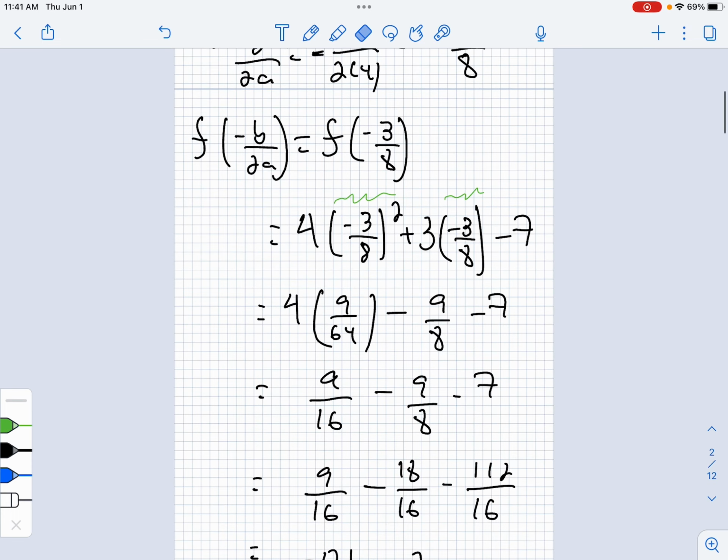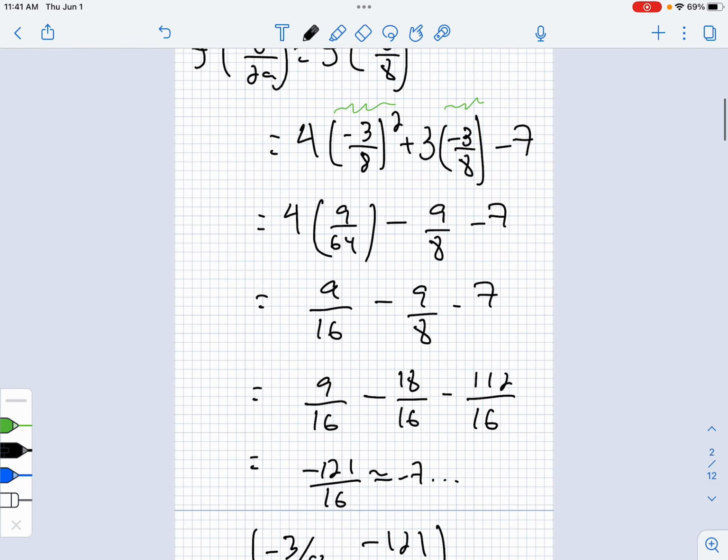All right, so minus 3/8 all squared is 9 over 64. 3 times negative 3/8 is minus 9 over 8, and then minus 7. And I did some cross-canceling here. 4 goes into 64 16 times, so that's how we have the 9 over 16 here, circled in green.